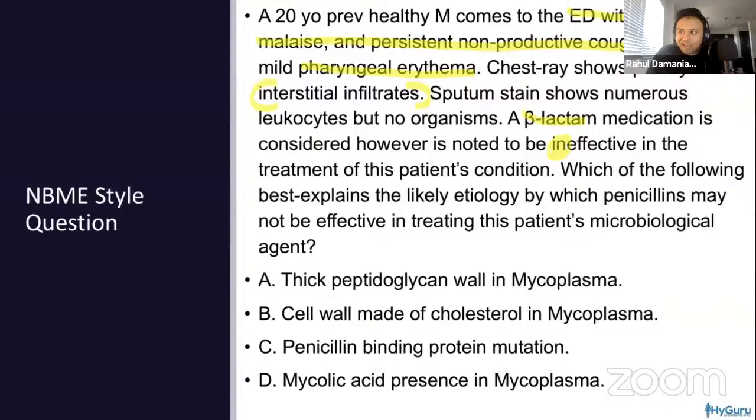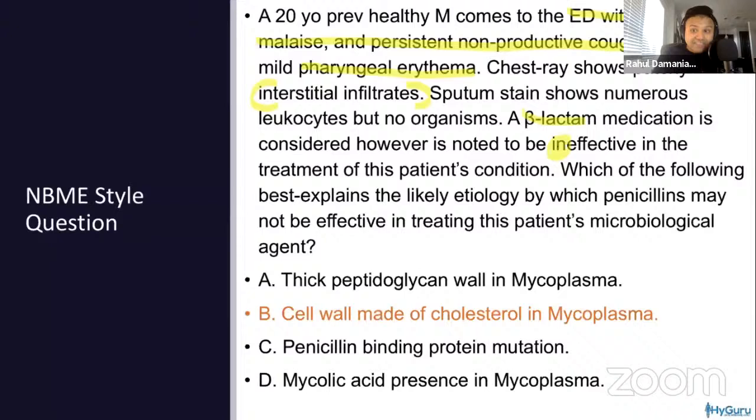microbiological agent? So this is the presentation of walking pneumonia, interstitial pneumonia, and we notice that Mycoplasma does not have a very big peptidoglycan cell wall. And in fact, the cell wall is made up of cholesterol. And remember, that's why your penicillins and beta-lactams are ineffective. So what do we use?